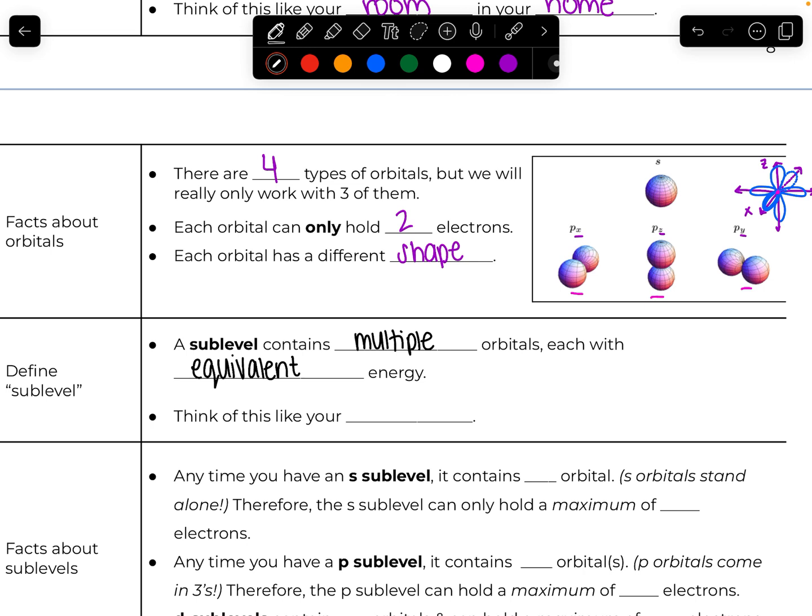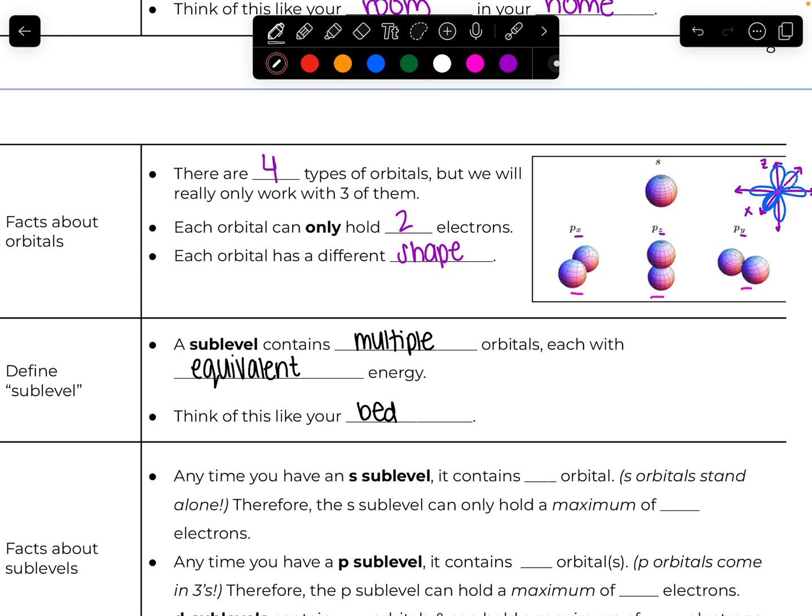So you can think of this like your bed in your room in your home. Let's say that you are an only child. You have your own bedroom. Ooh, lucky you, I guess. You are just like an s sublevel, an s orbital. There's one bed for one person. You're going to sleep in it in your room.